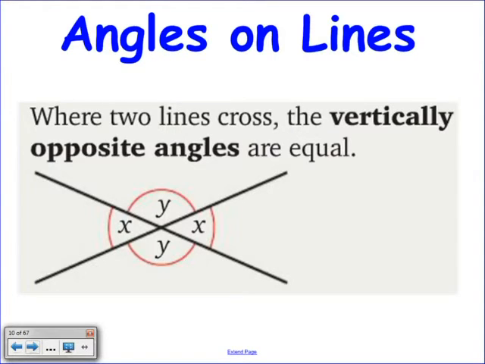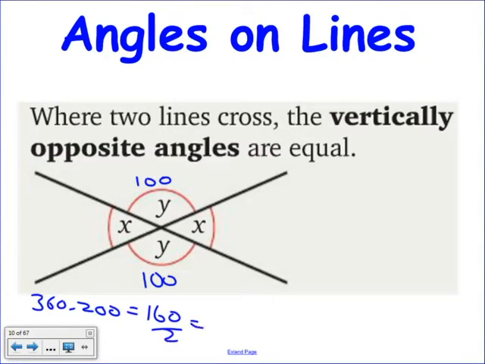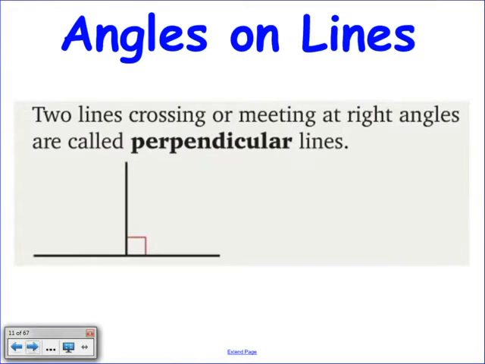Here you could just be given one of these angles, like that's 100 degrees. And it's quite easy to solve because that must be 100, in which case I've got 200 there. I know there's 360 around a circle because it's angles around a point. Okay, that leaves 160 split between 2, which means these must be 80 each. Okay, and that also leads to the straight line rule where this and this add up to 180. So there's lots and lots of ways of solving these things.